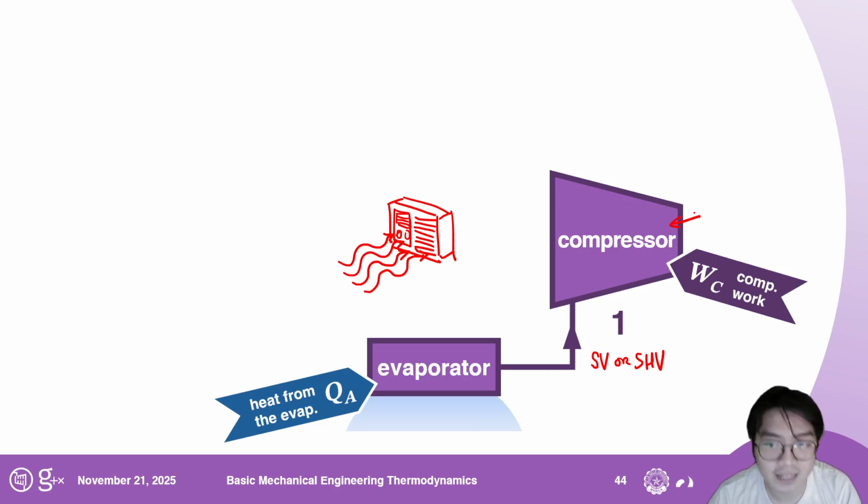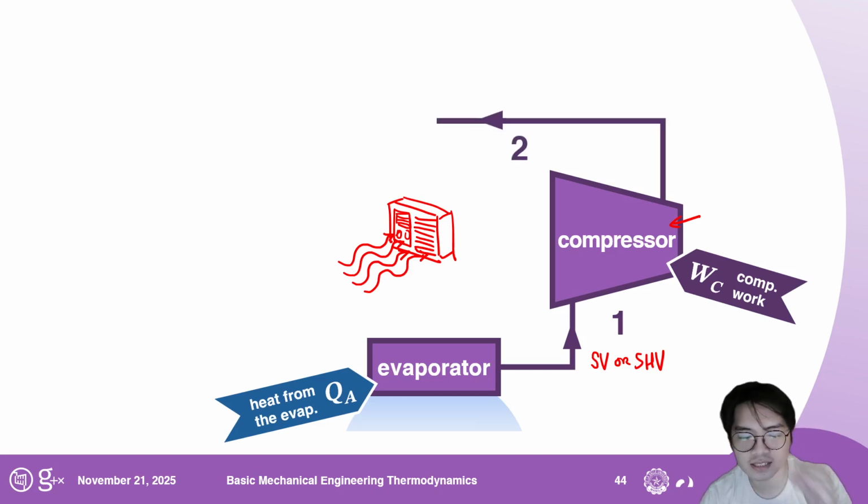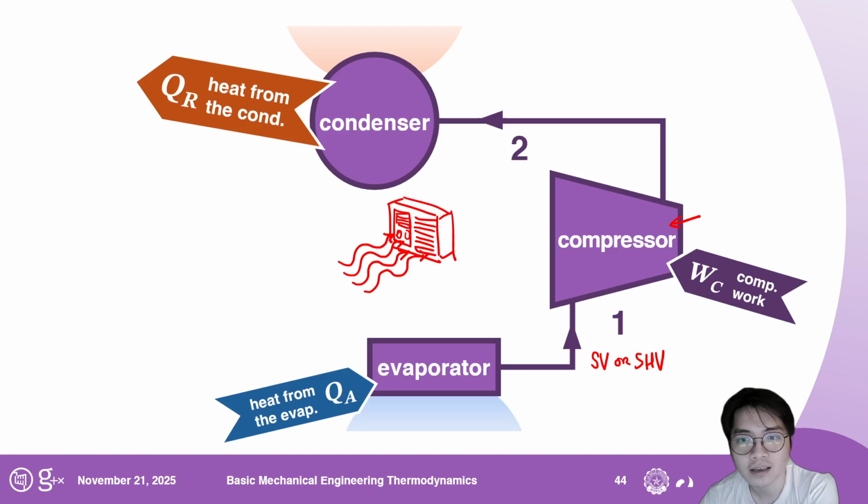What will happen is that it'll get a little bit hotter, just a little bit hotter, so that at state 2, it is still a superheated vapor. It will now enter the condenser. If it's a little bit hotter than the ambient air, it can now exchange heat with the environment. More specifically, it can now throw away heat to the ambient air.